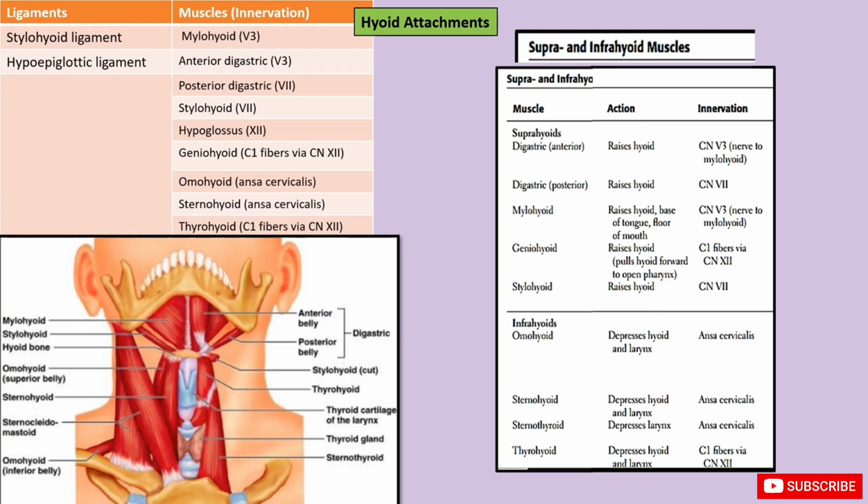While the infrahyoid group of muscles are like the omohyoid, sternohyoid, sternothyroid, and thyrohyoid, and they all have the action of depressing the hyoid bone and the larynx. They are all innervated by the ansa cervicalis, which is the cervical division of the motor division of the cervical plexus, that is innervating the infrahyoid group of muscles.